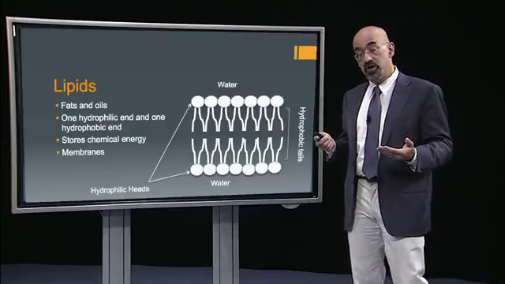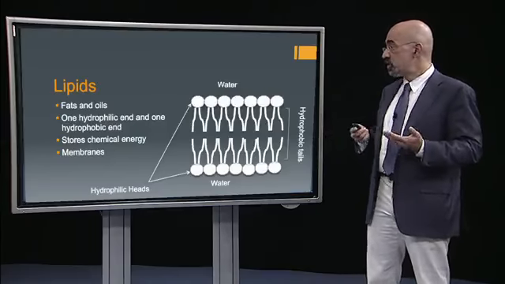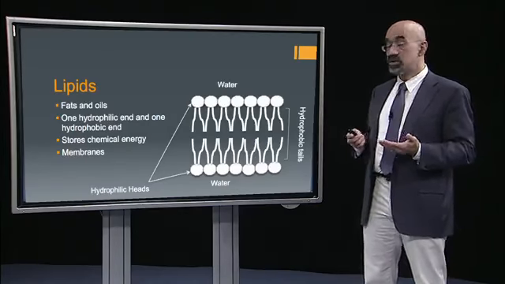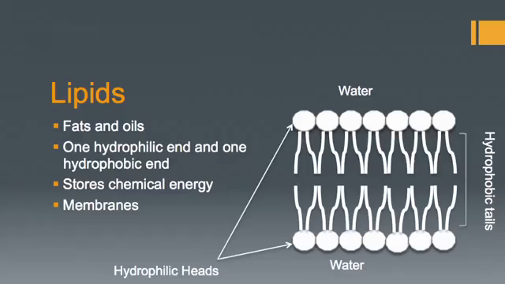So let me just remind you, for those of you who are not familiar with this, what some of these building blocks are. Let's start with lipids. Examples are fats and oils. Lipids tend to have the property that one end of the lipid is hydrophilic. It likes being in water. The other end is hydrophobic. It doesn't like interacting with water.